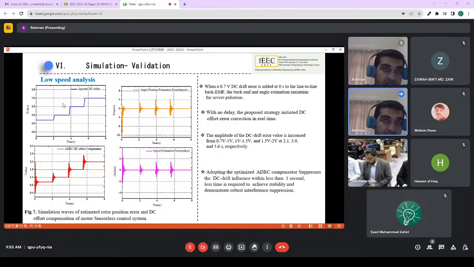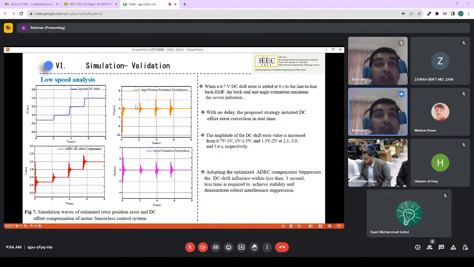So as we can see, when we inject the DC offset into the system, we can see the oscillation in the estimated rotor position angle. But due to our proposed method, the disturbance is removed, and we can estimate the accurate rotor position of the IPMSM.